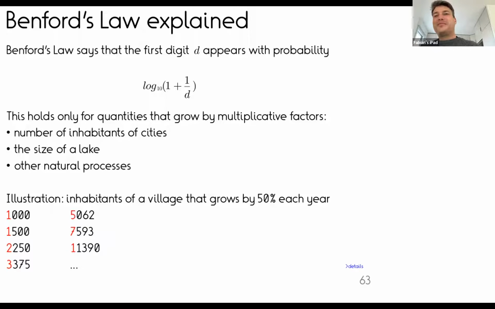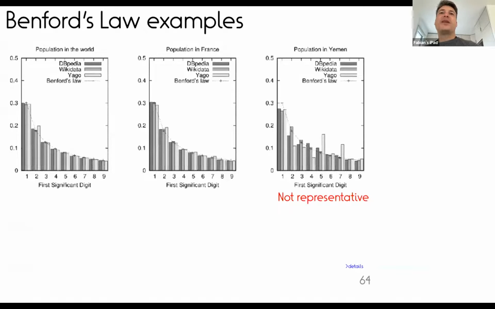So we can see this indeed. So here is the population in the world, and you see in different cities throughout the world, in DBpedia, Wikidata, and Yago, the distribution of the first digit. And you see that it follows in these 3 knowledge bases Benford's law. The population in France likewise follows Benford's law, whereas the population in Yemen does not follow Benford's law. Is that because the people in Yemen don't like Benford's law? No, it is because the distribution that we have in the knowledge base is skewed with respect to the real world.